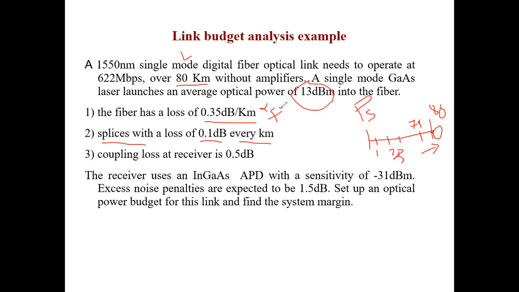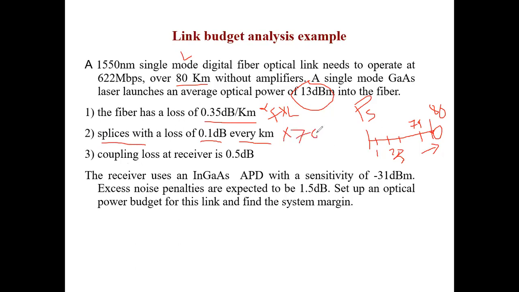So alpha F into L, I have to do this because it is dB per kilometer. So I will get the loss due to the fiber cable. Then if I want to calculate splicing loss, so 0.1 dB into 79 splices. So that will give you the splicing loss.